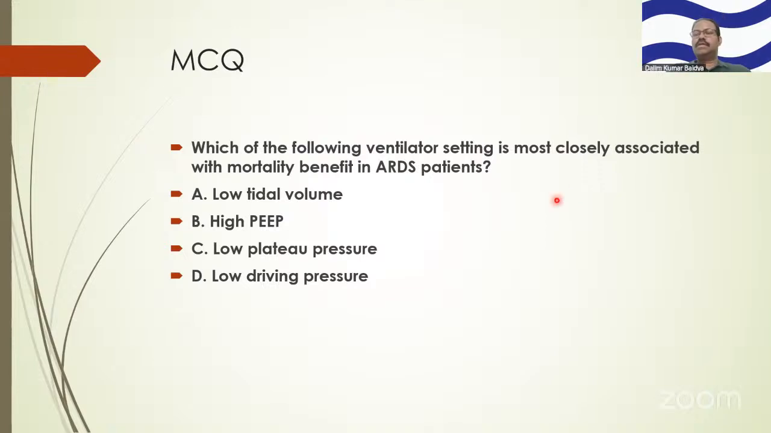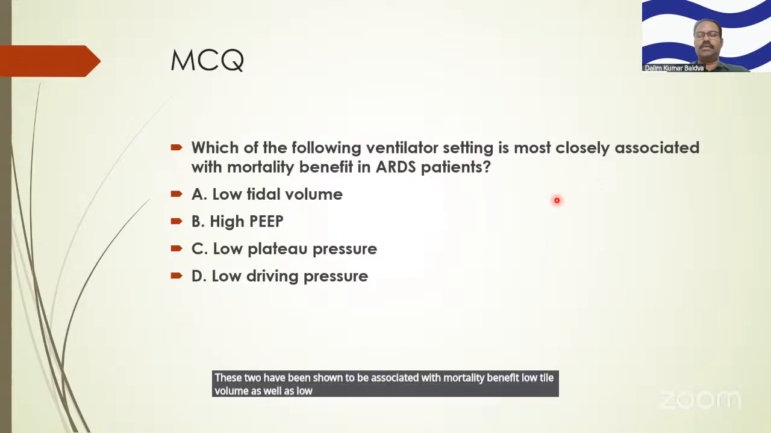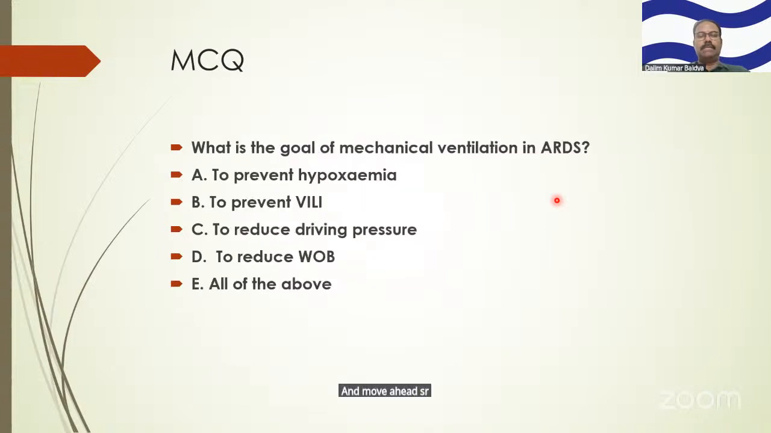So audiences can, yeah, we are already getting answers. A, C, and D, the mix of answers. I guess both A and D can be considered right options here. These two have been shown to be associated with mortality benefit, low tidal volume as well as low driving pressures. And move ahead, Srishti.